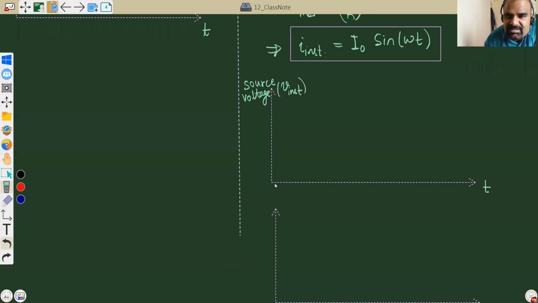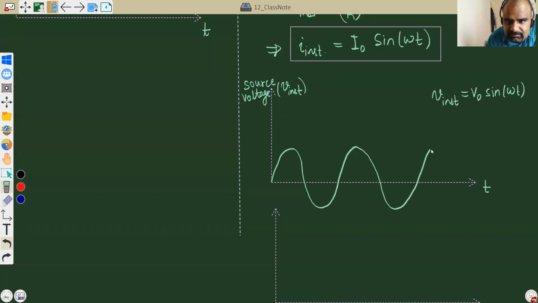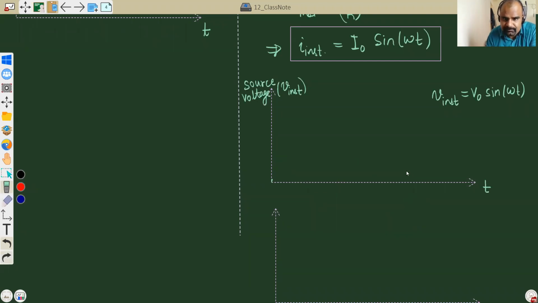And how will this graph look like? Well, what was the function? The function was V inst is equal to V naught sine omega t. So it will be just like a sine graph. It will be just like a sine graph. Wasn't it? Yeah, it will be like this.